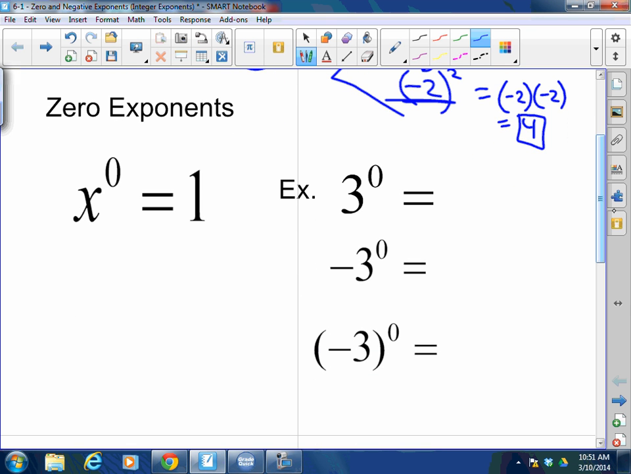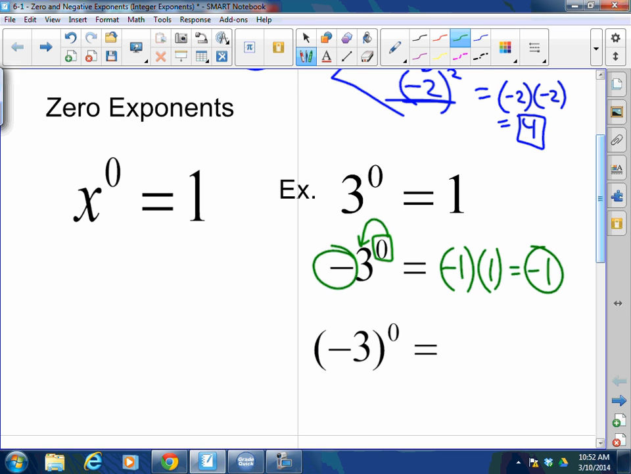Zero exponents are easy. Anything to the 0 power is 1, period. Done. Anything. So, 3 to the 0 power is going to equal 1. Now, what will negative 3 to the 0 equal? Negative 1. Why negative? What is the 0 exponent affecting? The 3. Not the negative here, right? Remember that that negative is represented by a negative 1 being multiplied to 3 to the 0. So negative 1 times 3 to the 0, which is 1, equals negative 1. Be careful with that, okay?